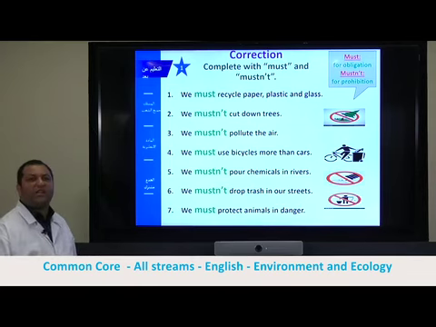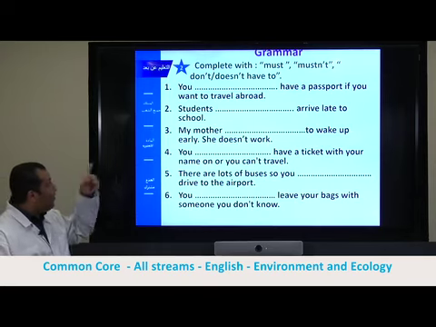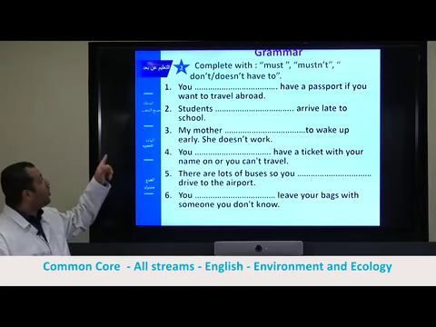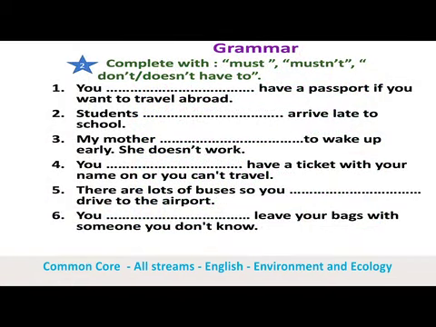Let's move on to the next exercise. Complete with must, mustn't, don't or doesn't have to. We have already been exposed to must and mustn't. Now we have don't or doesn't have to. When you are not obliged, when it is unnecessary to do an action. But if you do it, there is no harm.